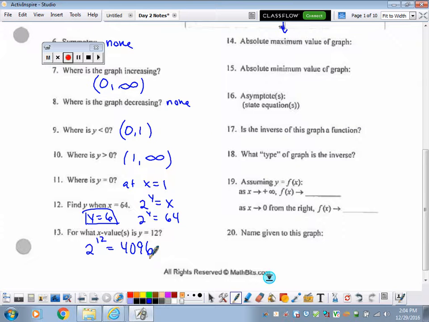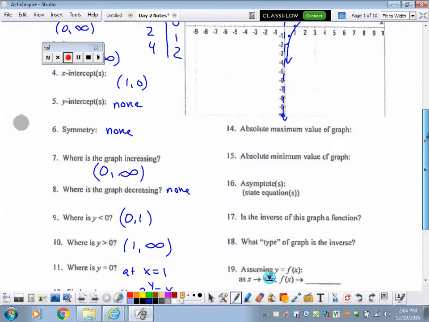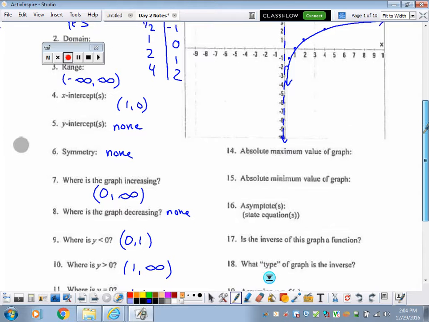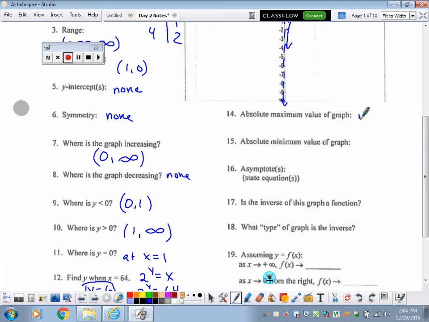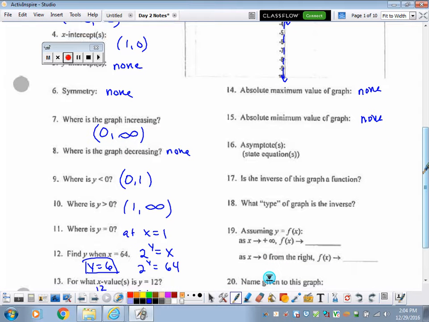14 and 15 are asking for absolute minimum and absolute maximum. Since the graph is continuously increasing throughout the entire interval, there isn't an absolute max and there isn't an absolute minimum. Asymptote, there is that one vertical asymptote at x is equal to 0.